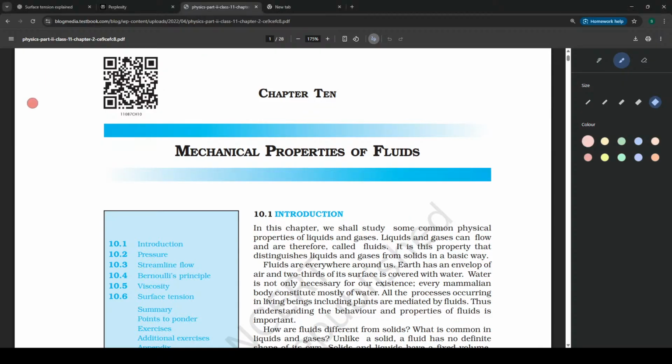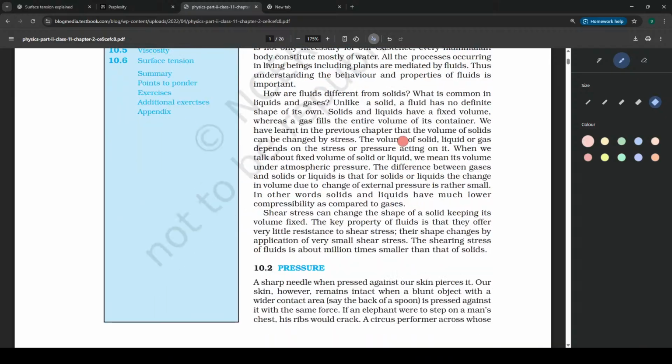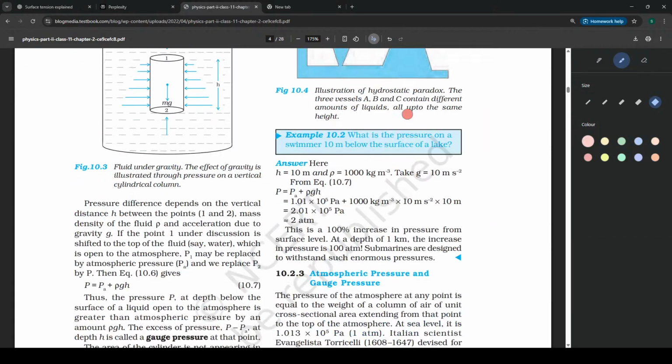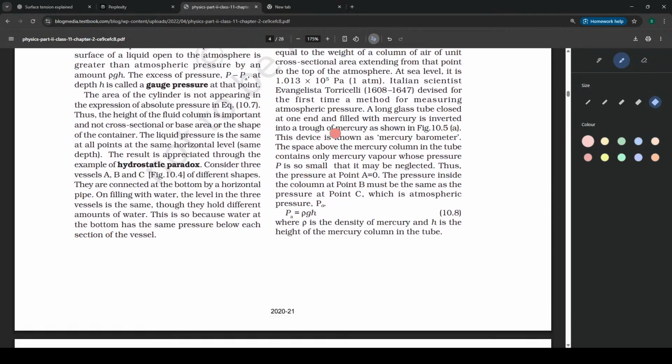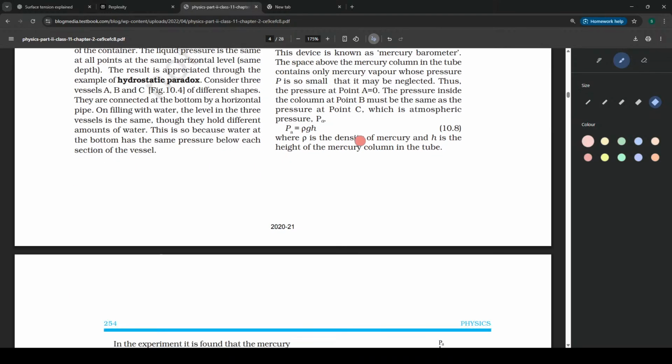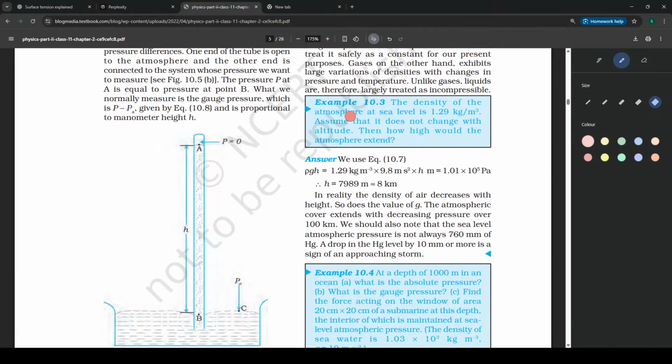Okay, then let's continue part 2 of mechanical properties of fluids. Let's go. We completed atmospheric pressure and gauge pressure yesterday. So let's start with this example, which I didn't do yesterday.